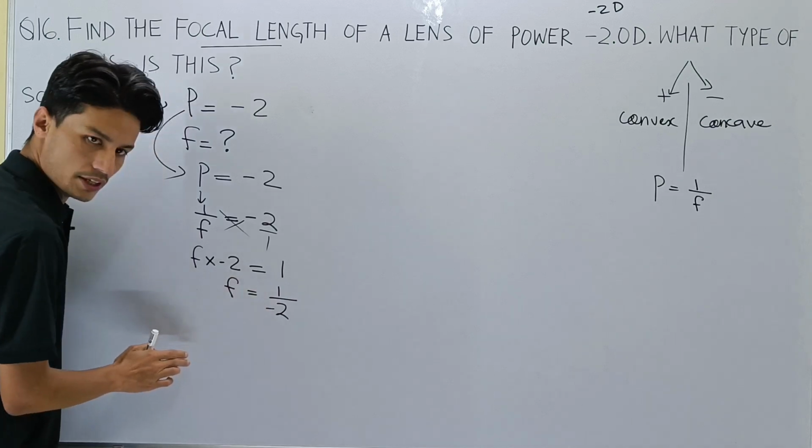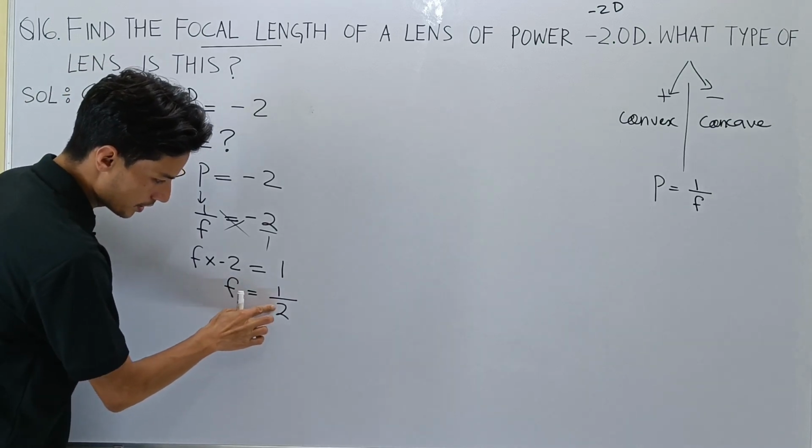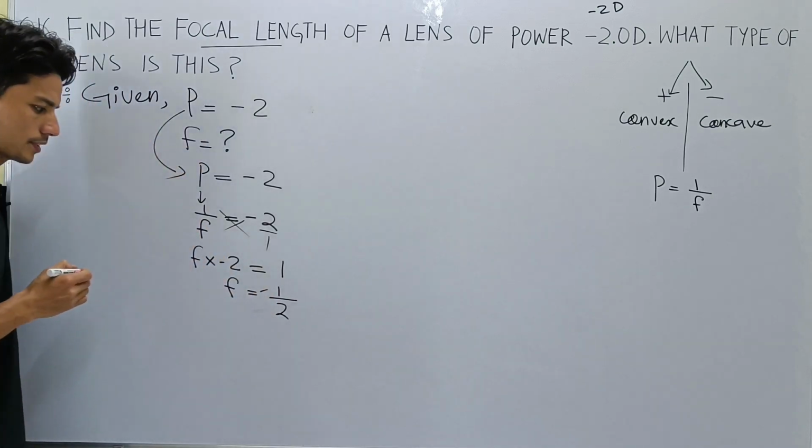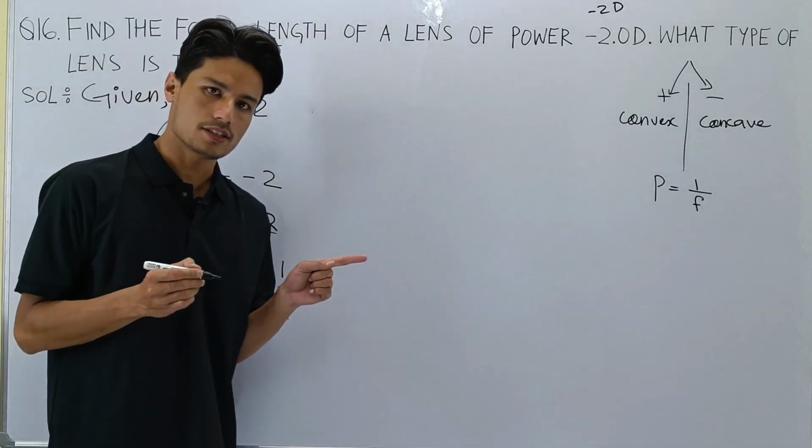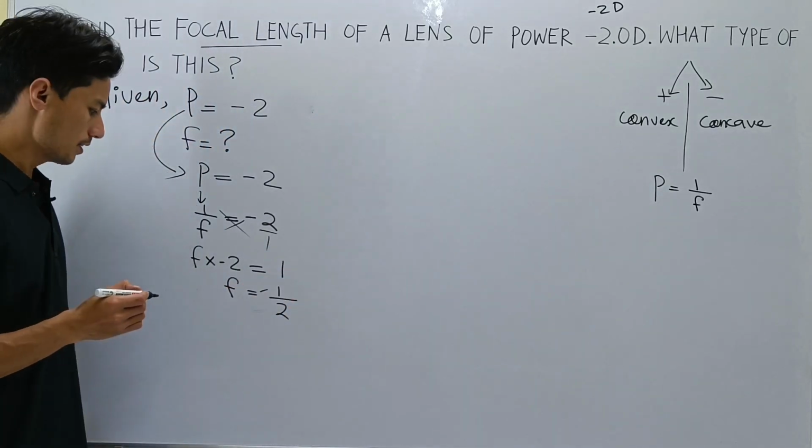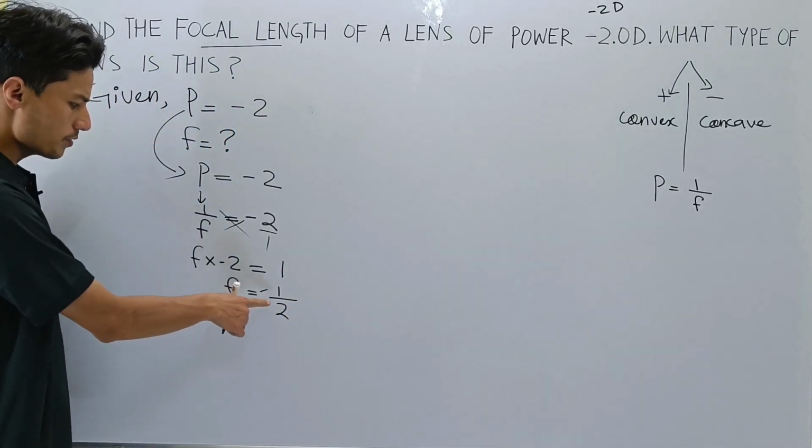Now denominator will not carry the sign. So this sign, we can give it to the numerator. Remember, denominators, they don't carry sign. So what we have to do is, we just have to divide this one.